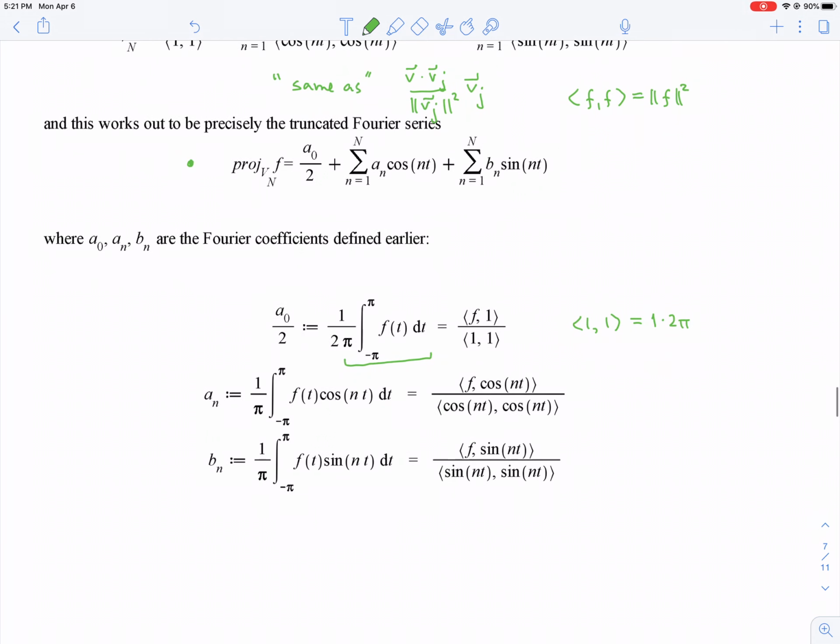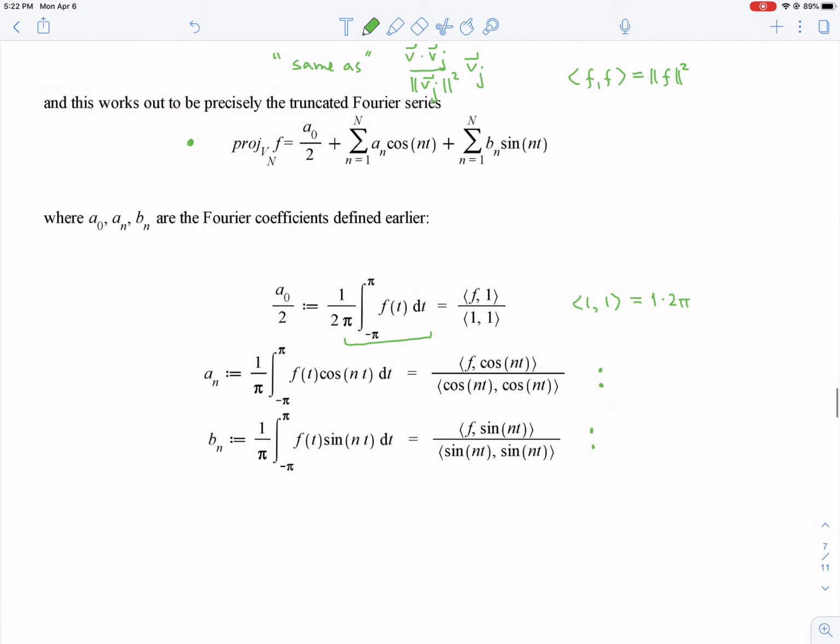Okay, and if I look at the an Fourier coefficients, the integral part is just the inner product of f with cosine nt. And if you take the inner product of cosine nt with itself, you're just integrating cosine squared nt from minus pi to pi. The average value of cos squared is a half over any period, and so is sine squared. Its average value is a half, because cos squared plus sine squared is 1, and the functions are just translations of each other. So that explains the pi in the denominator, and it's analogous for the sine coefficients.